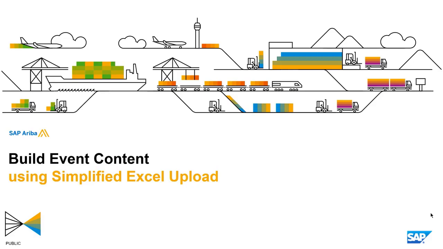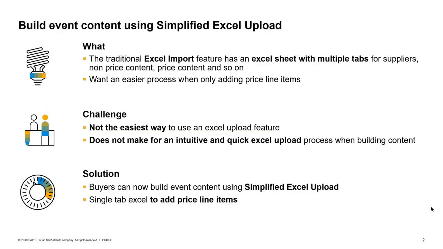Today we're going to look at building event content using simplified Excel uploads. We've had a traditional Excel import feature which lets us use Excel to build event content. But the traditional Excel import feature has an Excel sheet with multiple tabs where you can add suppliers, pricing content, non-pricing content, supplier participation, initial pricing, and so on.